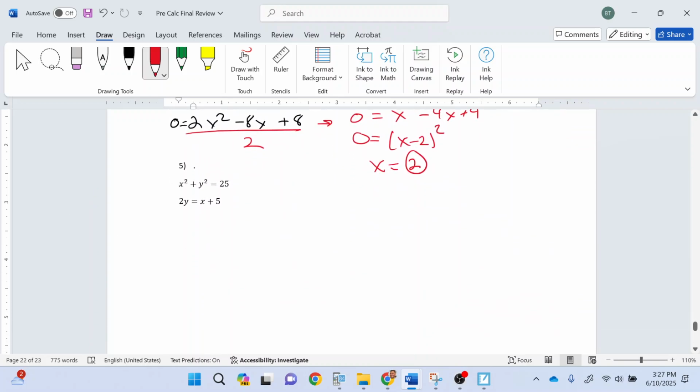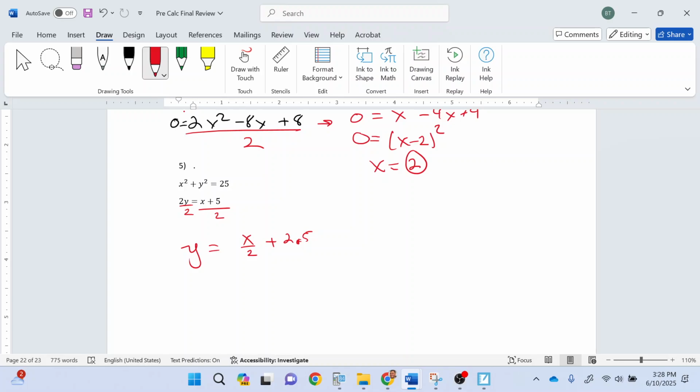Over here, number 5, we're going to check how many answers this is. So again, I'm going to substitute. Probably the easiest thing I'm going to do is get y by itself. So divide by 2, divide by 2. So y equals x over 2 plus 2.5.